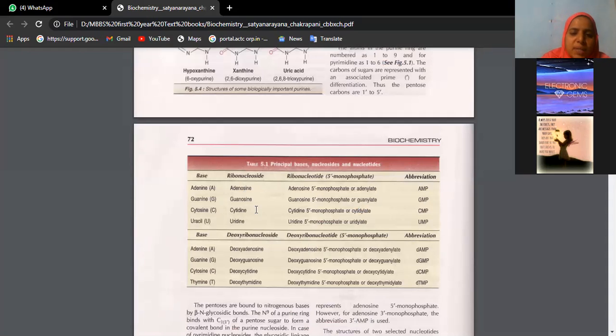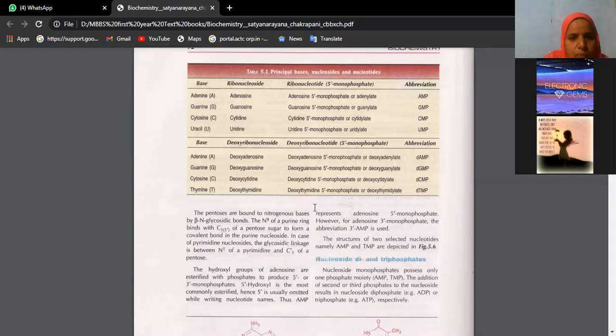So basically we have nucleosides and nucleotides. What is the difference between nucleoside and nucleotide? The nucleoside consists of a nitrogenous base and pentose sugar, whereas the nucleotide consists of a phosphate group also. That is the difference. Okay, very good.